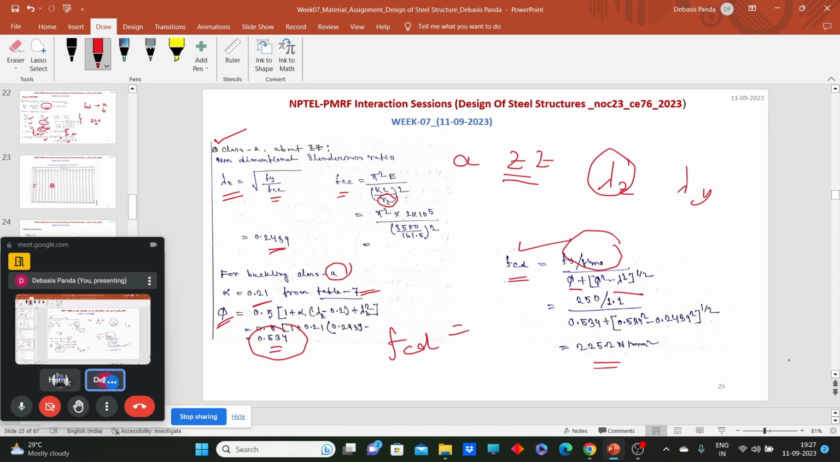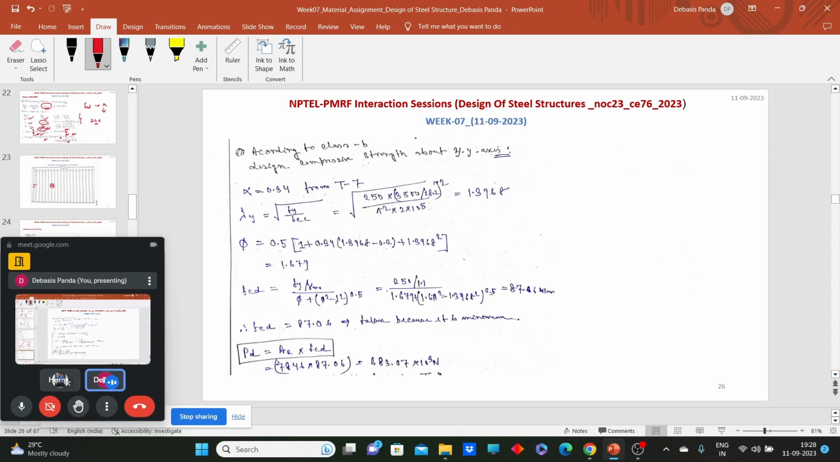Now what you have to do? You have to do the same procedure for buckling class B, which buckles about the YY axis. So for this, repeat the same procedure. For buckling class B, the value of alpha is 0.34. Then you need to calculate the lambda value. To calculate the lambda value, you need to consider the RY value, sorry, RY, because we are considering the buckling about the YY axis here.